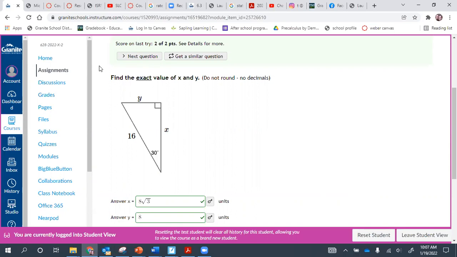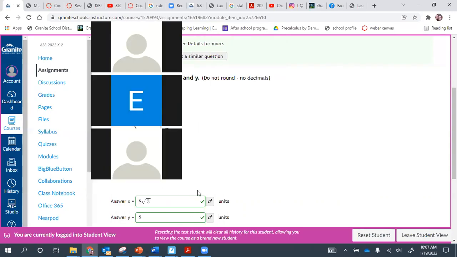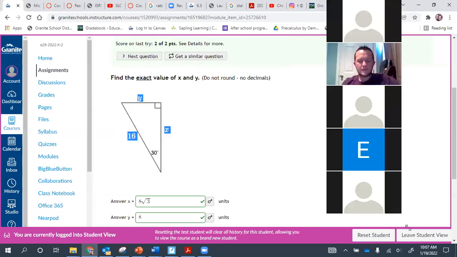Let me change this so I can see everyone's faces. Do you guys have any questions before I let you go? If not, then you are free to get off the Zoom call and do the practice. But please, please, please do the practice. If you don't do the practice, you're going to forget it all. And the reason why we're starting this unit with going over this is because we use it a lot in later subjects. So you need to know how to do this, okay?